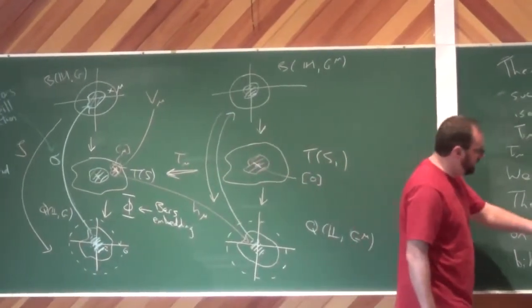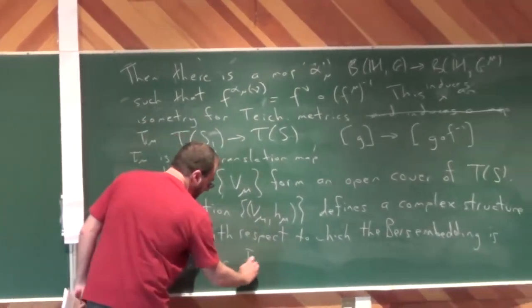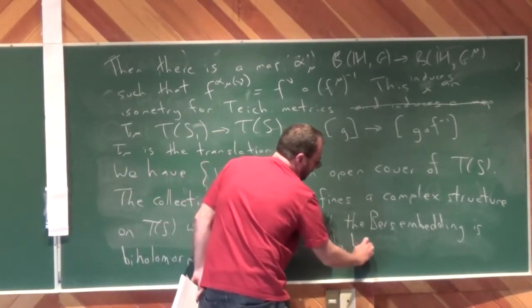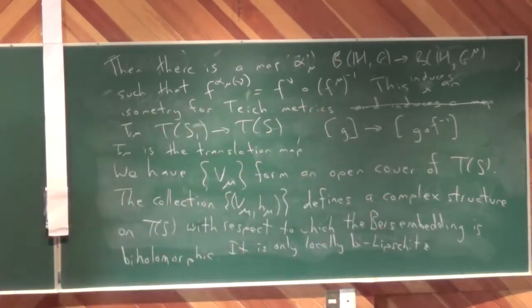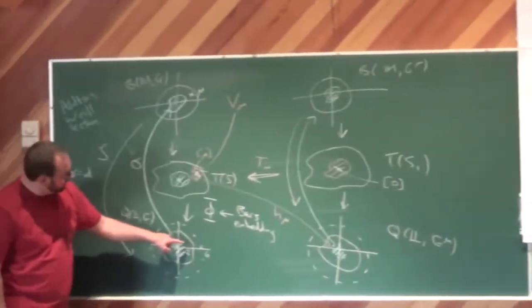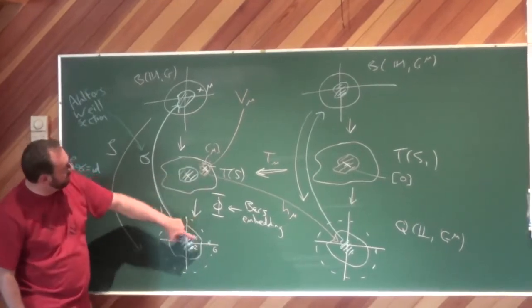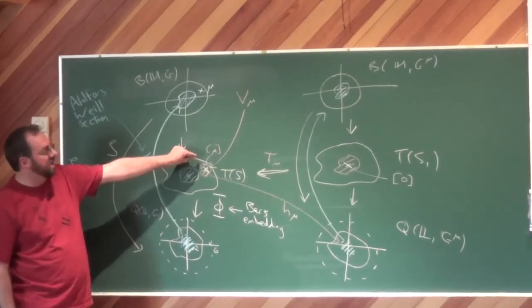One other thing I'll just say about the Bers embedding is that we get that it's biholomorphic, but it's only locally bi-Lipschitz. So we have Teichmüller space here, and it's being mapped onto something here by the Bers embedding. And if you go towards the boundary here, then points which are not very far apart in the Q metric that you get here will get far apart when you go back under the Bers embedding and look at their distance with respect to the Teichmüller metric up here.